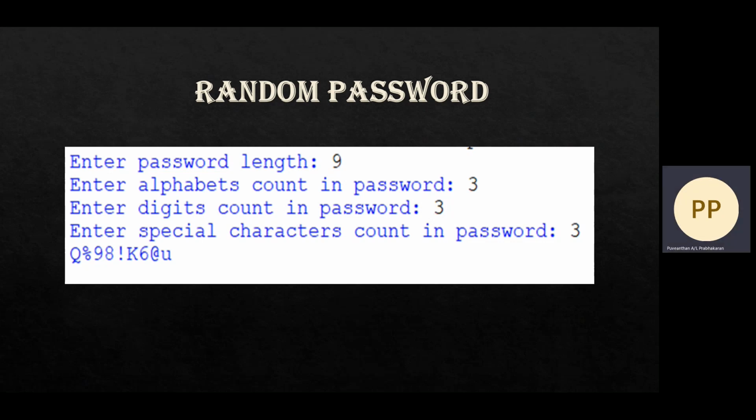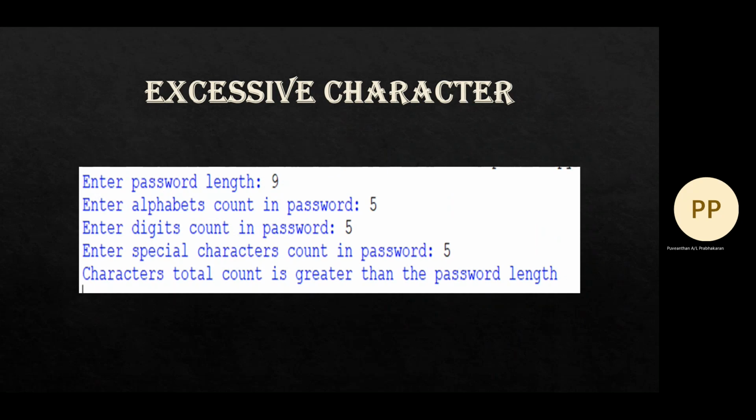Next, excessive characters. Same, the password length is 9 and the alphabet count the user inputted is 5. Digit count is 5 and finally the special character count is also 5. Now you can see the characters requested are greater than the length of the password. So the output is: total character count is greater than the password length.